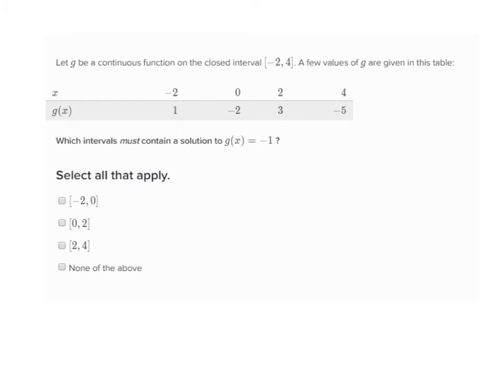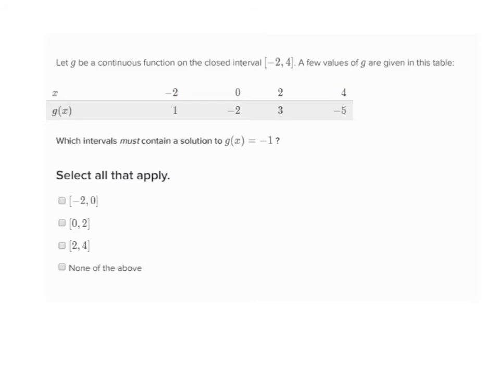Yeah, so take a look at this. Maybe you might want to pause the video, take a moment to copy this down. All right, and let's talk about it. It says, let g be a continuous function on the closed interval negative 2 to 4. So we have some interval negative 2 to 4, and they're telling us it's continuous that whole time. So it's continuous from -2 to 4.